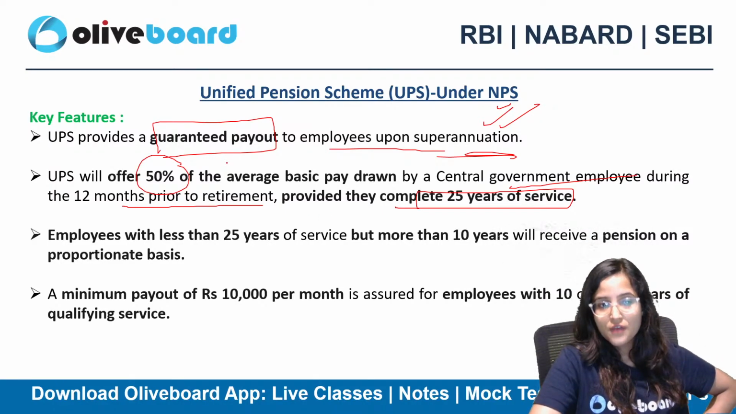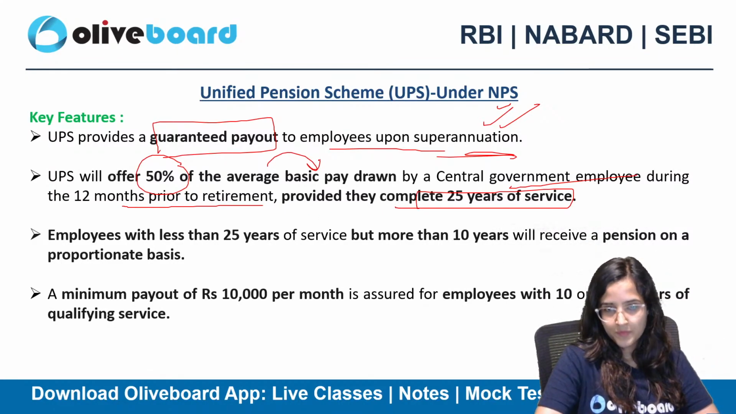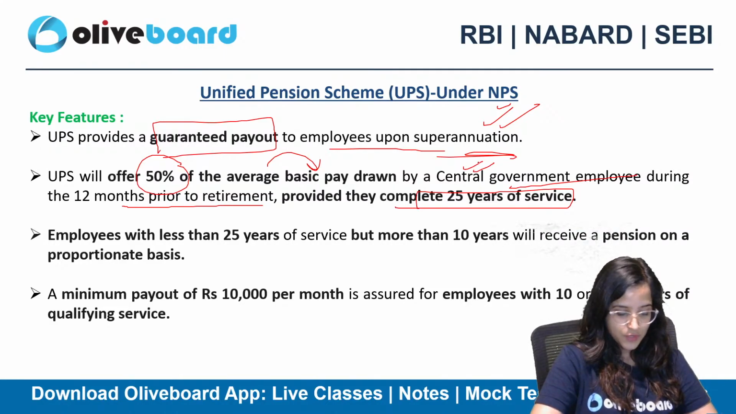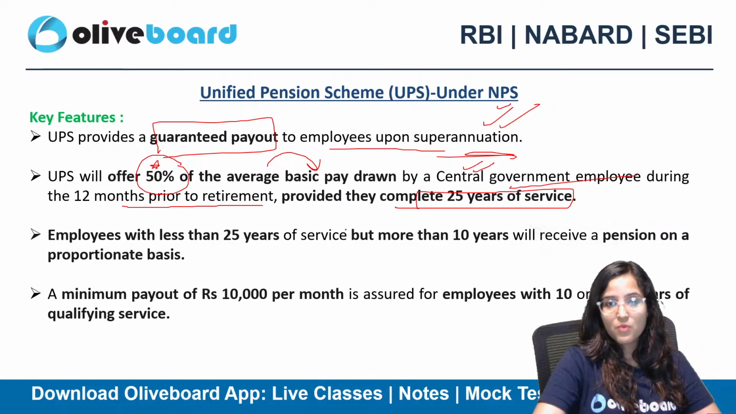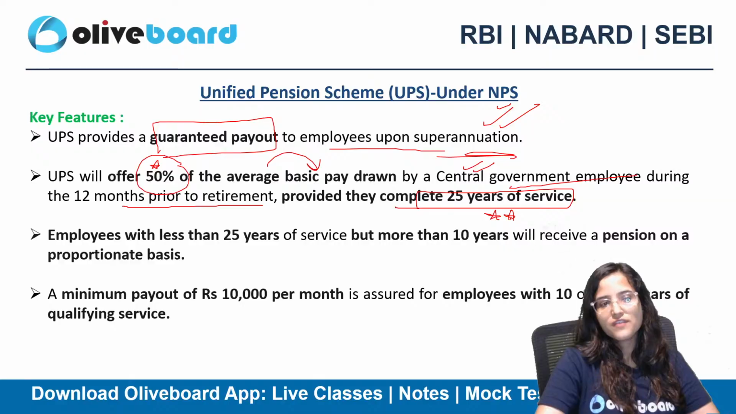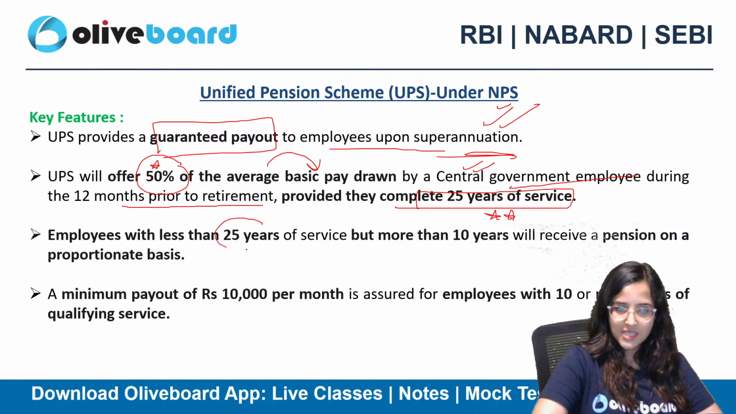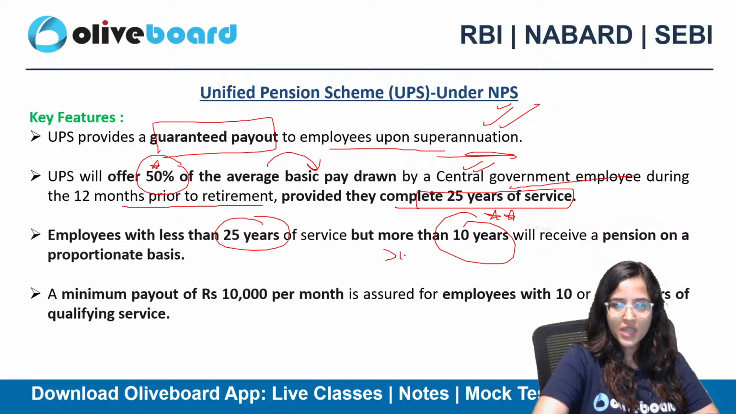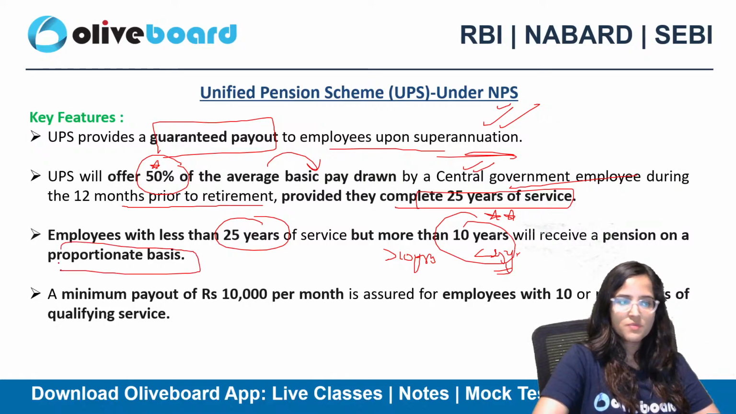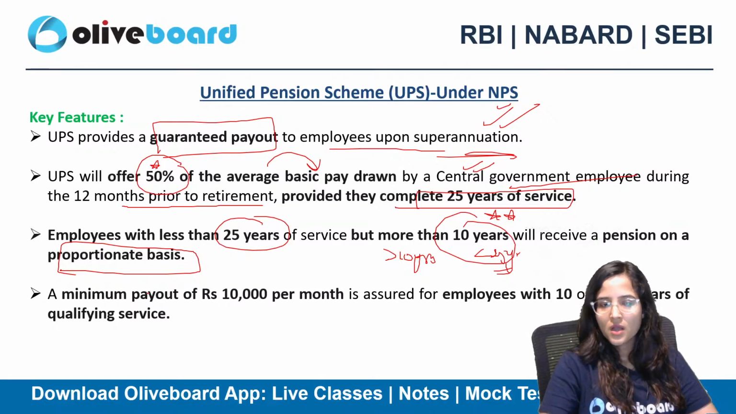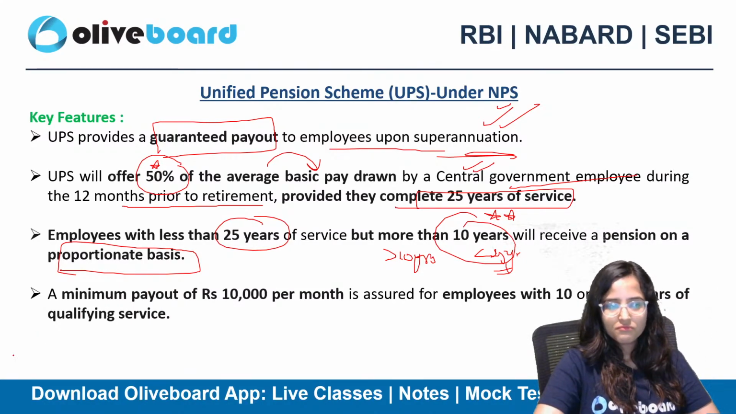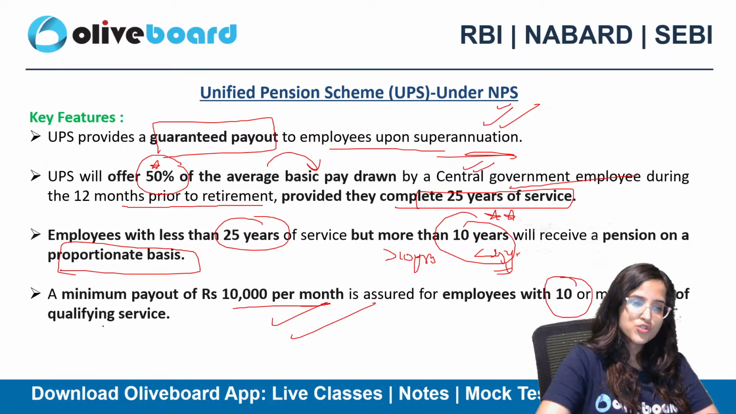So, what will UPS offer? 50% of the average basic pay drawn. So the central government employee will get what? 50% of the average basic pay. But what is the condition? That the person has completed 25 years of service. If someone has less than 25 years of service but more than 10 years, the pension will be based on a proportionate basis, the amount of time that you have spent in service. Based on that, you're going to get the pension. A minimum payout of rupees 10,000 per month is also assured for employees with 10 or more years of qualifying service.